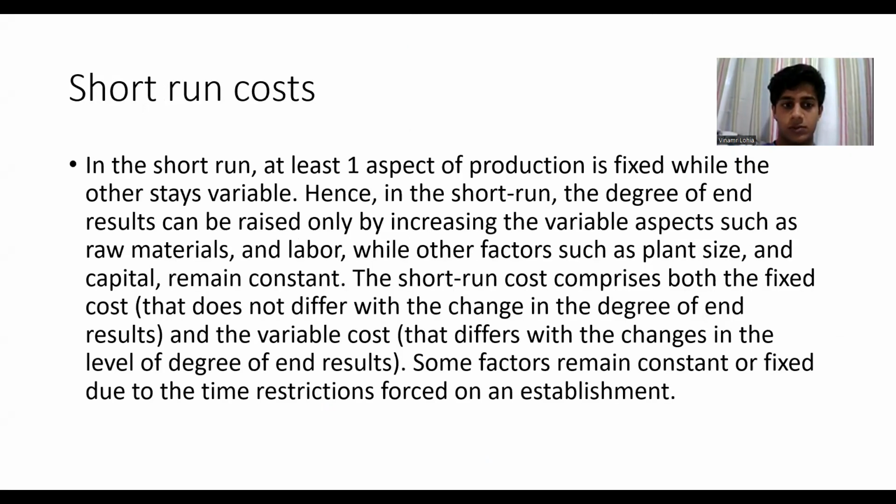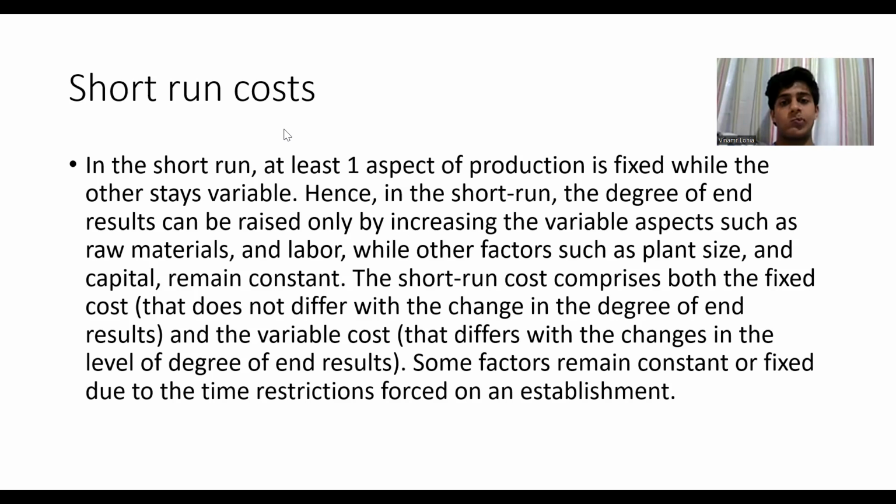In the short run, at least one aspect of production is fixed while the other stays variable. Hence, in the short run, the degree of end results can be raised only by increasing the variable aspects such as raw materials and labor, while other factors such as plant size and capital remain constant. So we just need to remember the definitions.